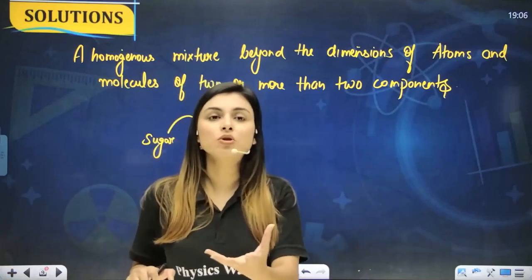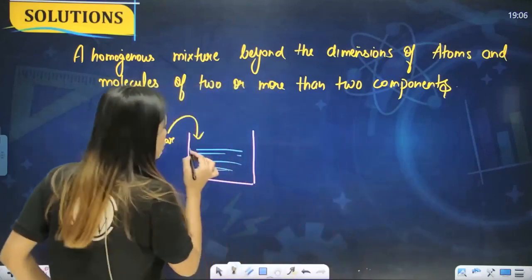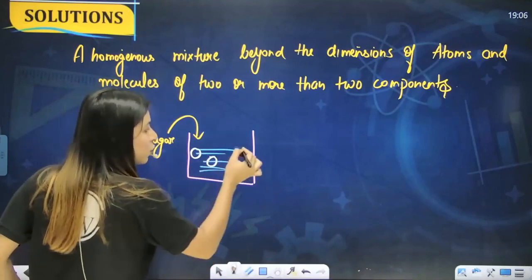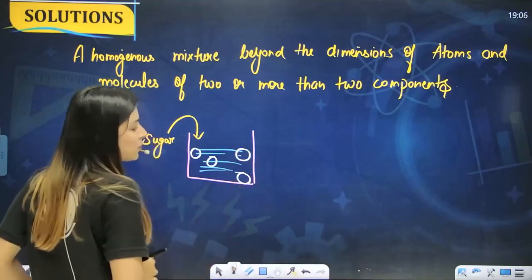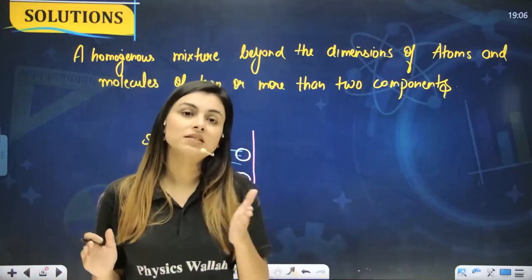Now, what is a homogeneous mixture, my dear students? A homogeneous mixture actually means that you take a part from this part of the solution, or from this part, or from this part, or from this part. There is no difference. That is a homogeneous mixture.